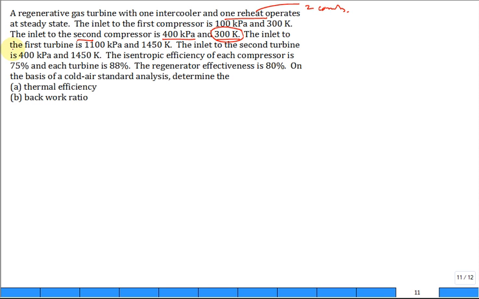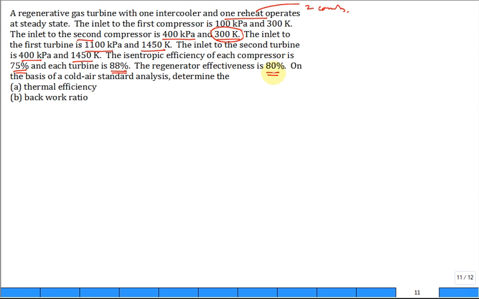The inlet to the first turbine is 1100 kilopascals, so the second compressor took it from 400 to 1100 kilopascals. And typically you specify the maximum temperature, 1450. The inlet to the second turbine is 400 kilopascals and 1450. The isentropic efficiency of each compressor is 75%, each turbine is 88%, and the regenerator effectiveness is 80%.